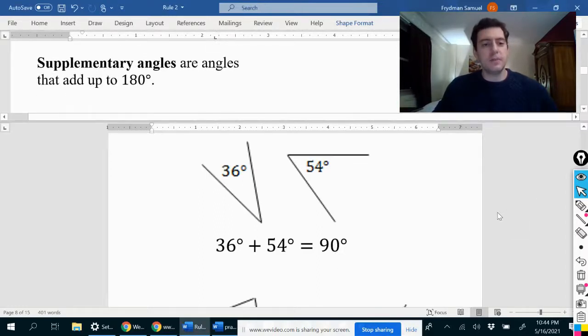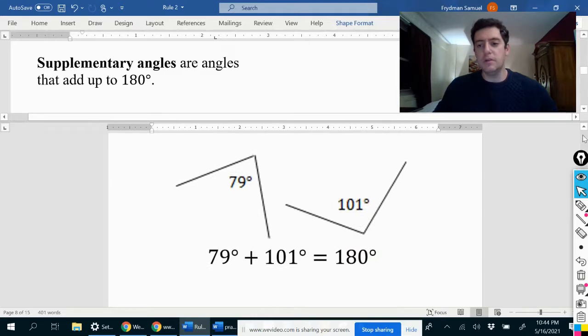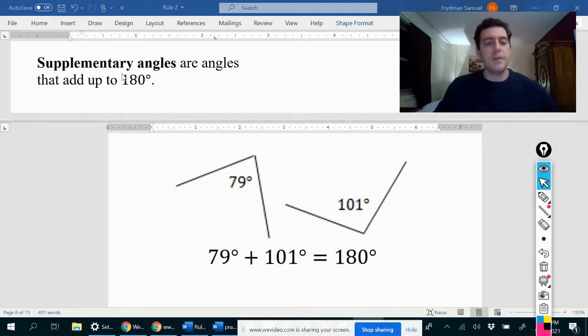Let's move on to supplementary angles, which is just as simple. Supplementary angles are angles that add up to 180 degrees. So here we see an angle which is 79 degrees. Here we see an angle which is 101 degrees. 79 plus 101 is 180. So these two angles would be supplementary because they add up to 180 degrees. Okay, another pretty simple definition.